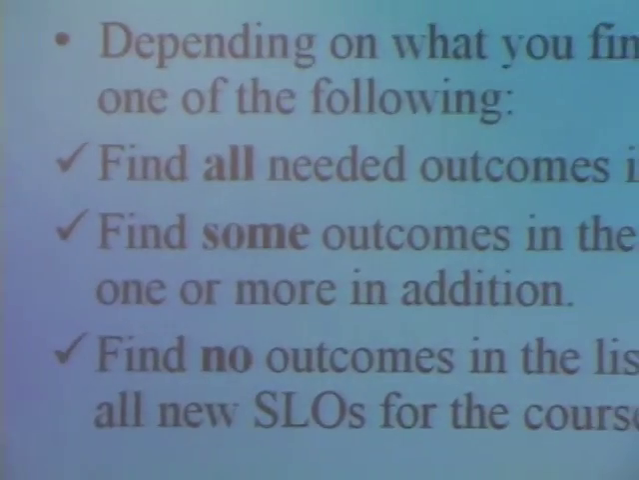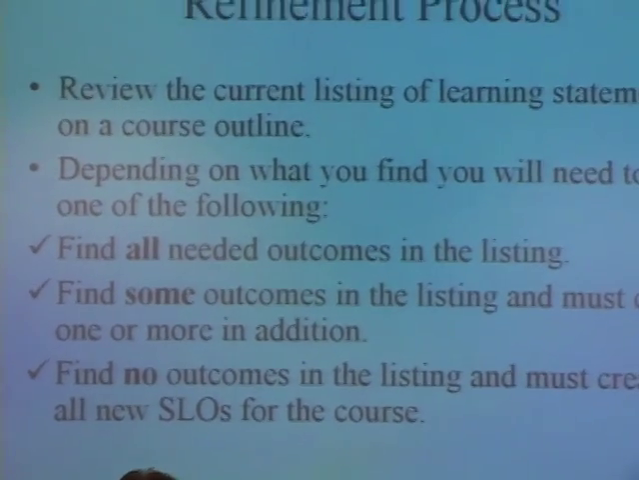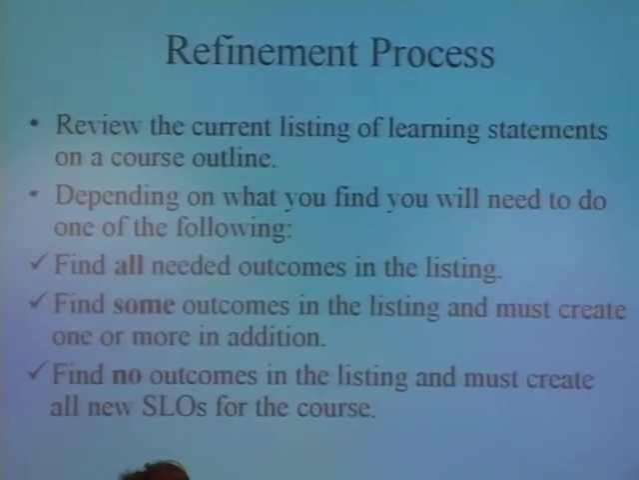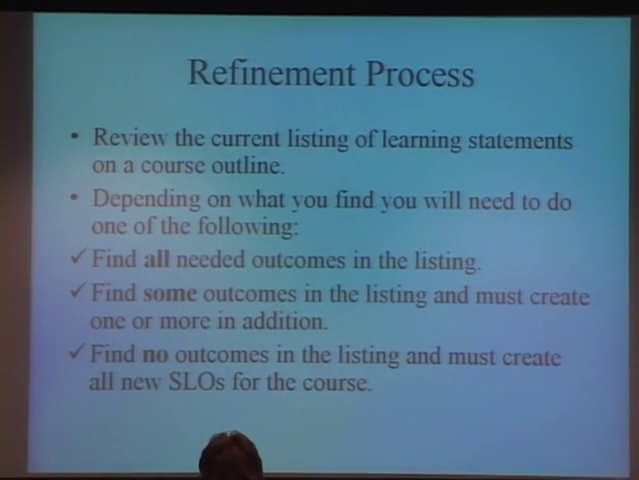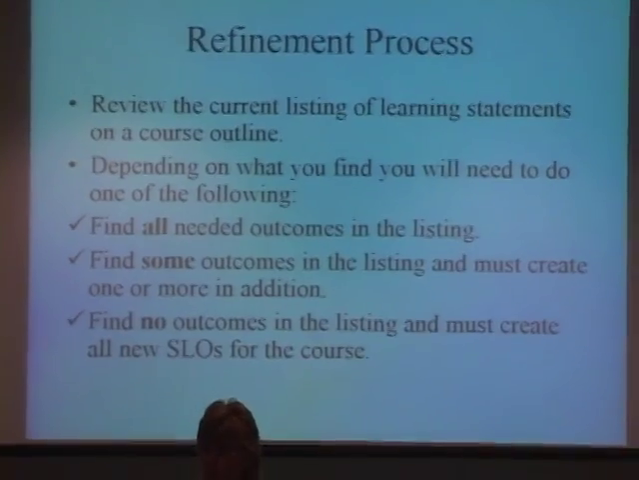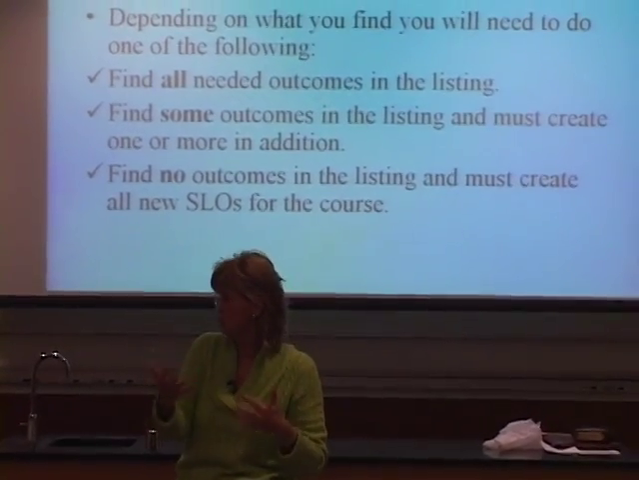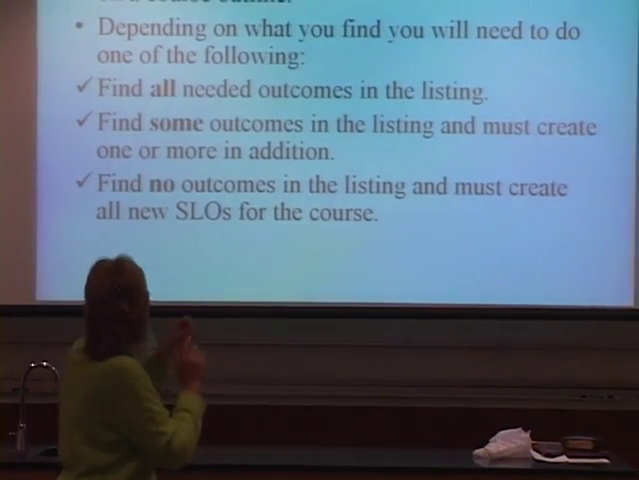When you look at your list, you're going to find one of three things. You might find that all of the outcomes for that course are already listed there. You might find that some of the outcomes are there, but not all of them. Or you might not find any outcomes at all. Depending on what you find, we'll determine what you need to do. Okay? All right, next.